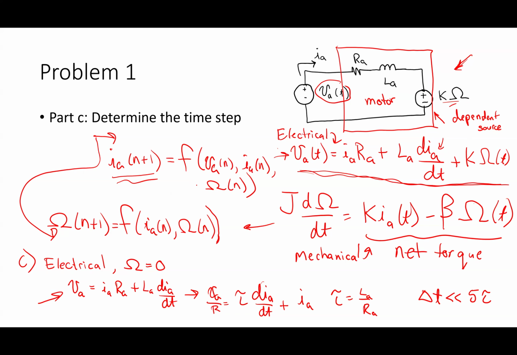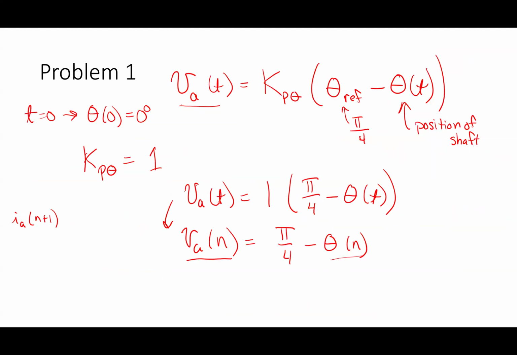Essentially, what I would do when I get to this problem in part E, I'm going to have an equation for IA of n plus 1, one for the speed, and one for the angle. And what I'm going to do is take the value of the angle right now and use that to calculate the voltage that I apply.